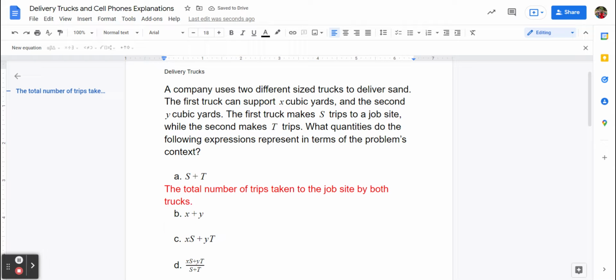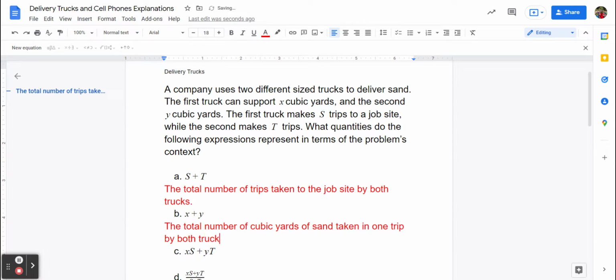All right. This next one, X plus Y. So X is the number of cubic yards that the first truck can take, and Y is the number of cubic yards the second truck can take. So X plus Y is going to be the total number of cubic yards of sand taken in one trip by both trucks. So you have to be really careful here to say that it is in one trip, because they can do more than one, but X is the number it can take in the first one.